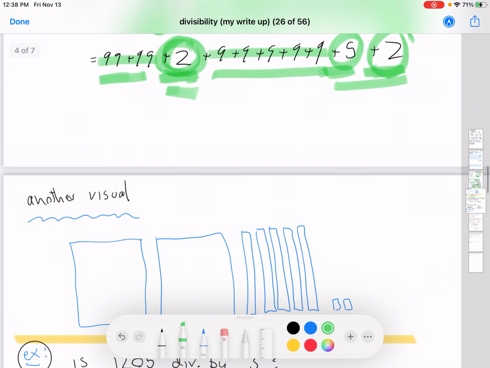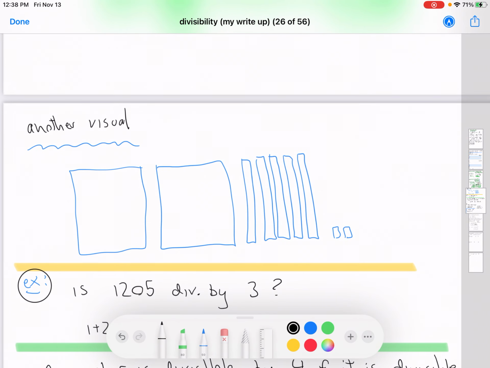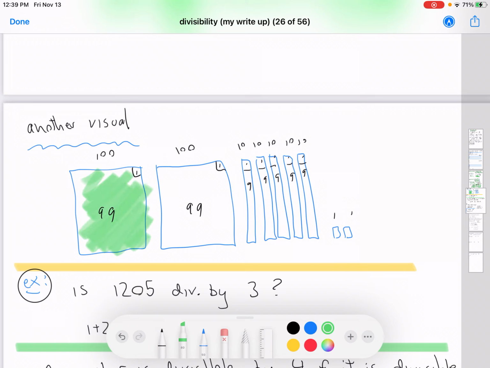All right, another visual. Base 10 blocks, 252. So this is a 100 block, a 100 block. These are the 10 rods, and these are the 1s. Now we already know 100 could be thought of as 99 and 1. And all of these could be thought of as 9 and 1 and 9 and 1, and 9 and 1, and 9 and 1, and 9 and 1, and 1 and 1. And we already know that 3 will divide into all of this stuff.